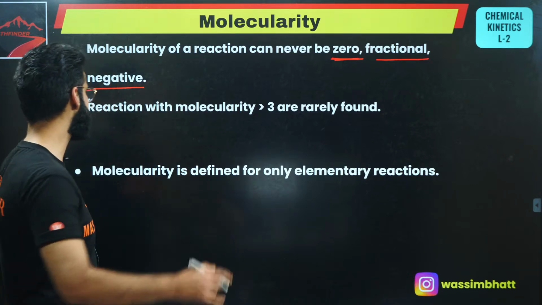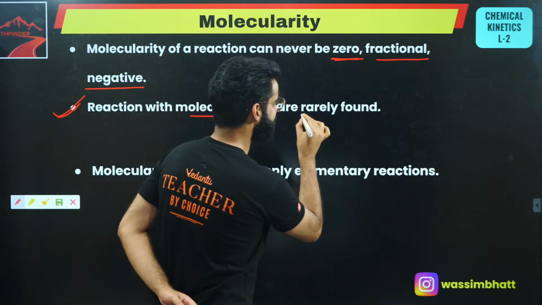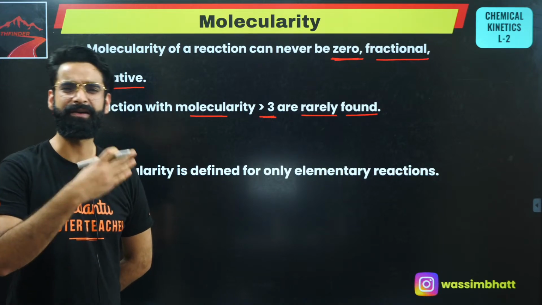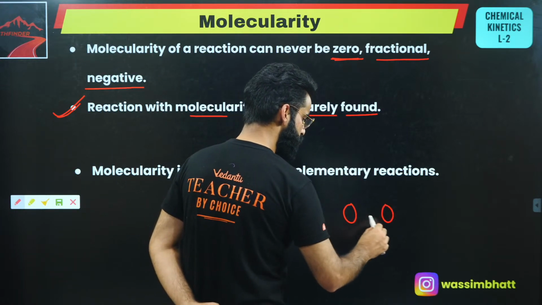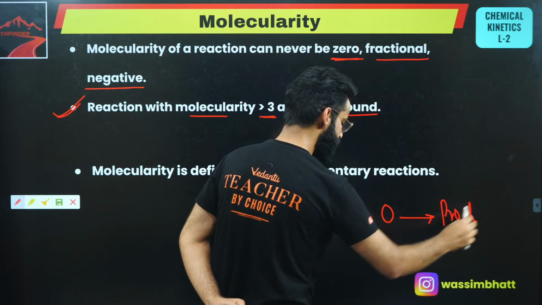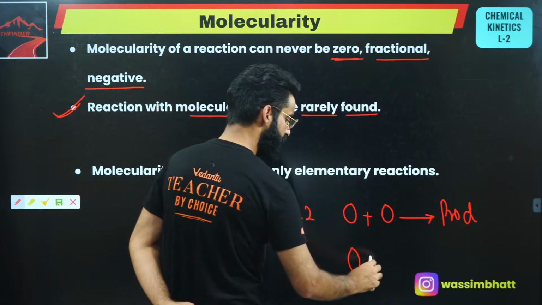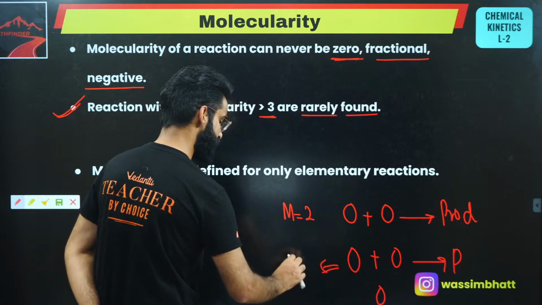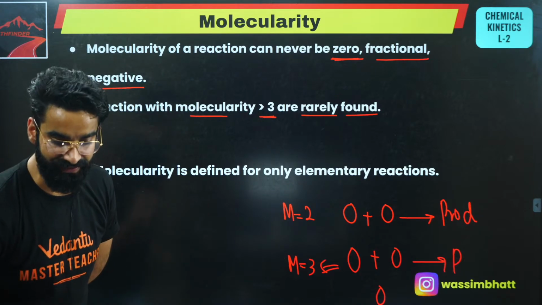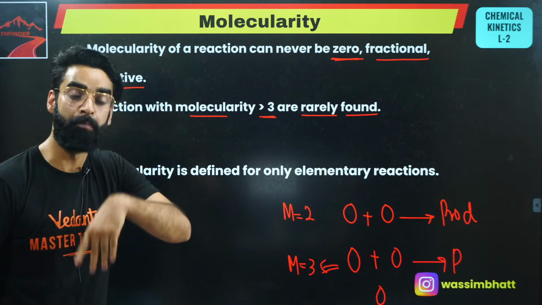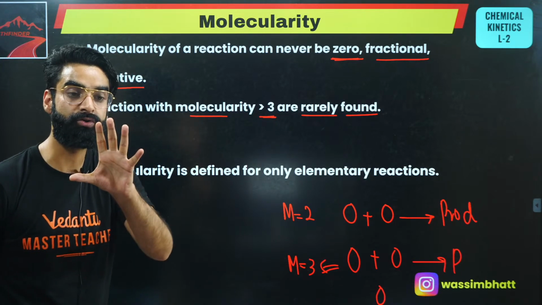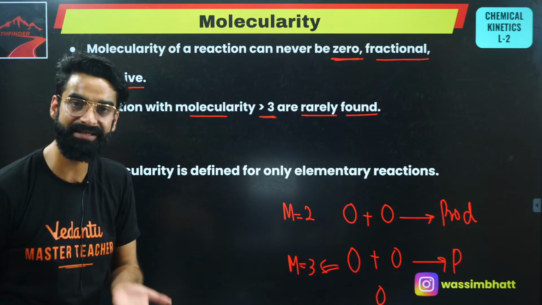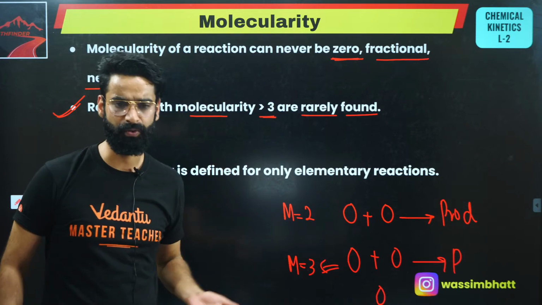And people, remember, this is again one important point. Reactions with molecularity greater than 3 are rarely found, rarely observed. What is the reason for that? See, let's say I've got a reaction in which two reactant molecules are colliding simultaneously and forming the product. So the molecularity of this reaction is 2. Now I have, for example, 3 reacting molecules colliding simultaneously and forming the product. So the molecularity of this reaction is 3, right? Now reactions with molecularity greater than 3 are rarely found because the probability of more than 3 molecules colliding simultaneously is very less. If the probability of more than 3 molecules colliding simultaneously is very less, I can clearly say reactions with molecularity greater than 3 are rarely found, right?